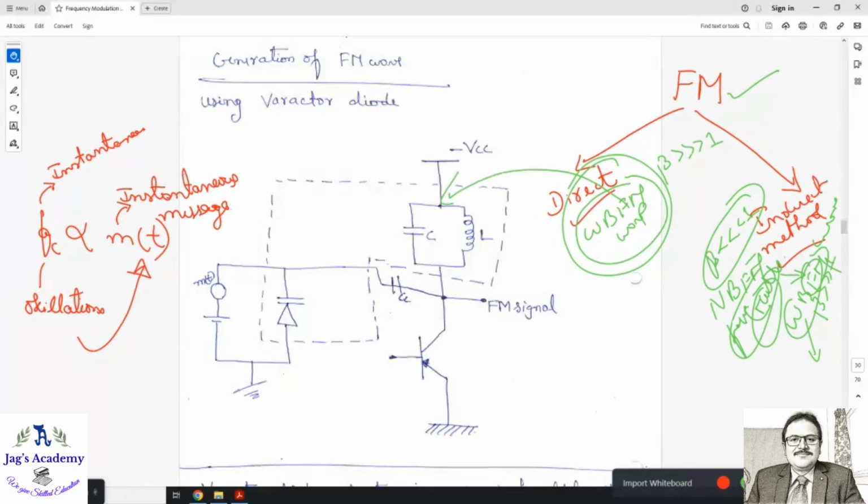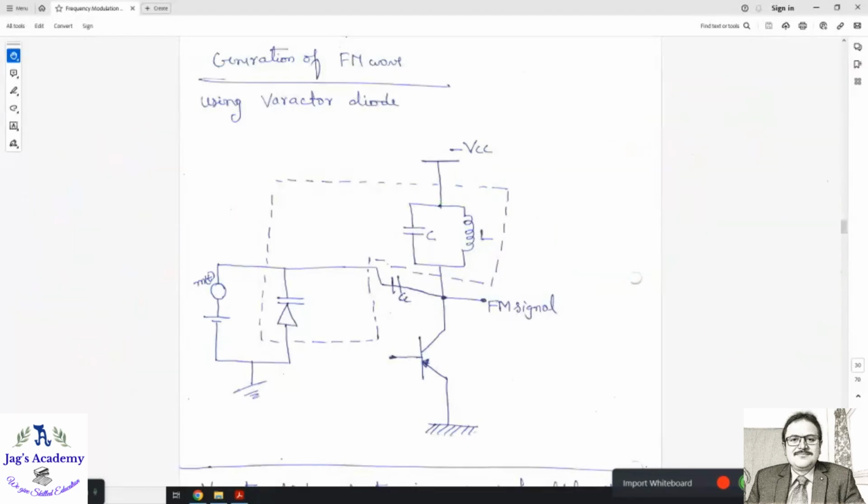As I told you, in the direct one you directly generate wideband frequency modulation. It's something like converting your voltage to frequency. So here, we use variable frequency oscillators.